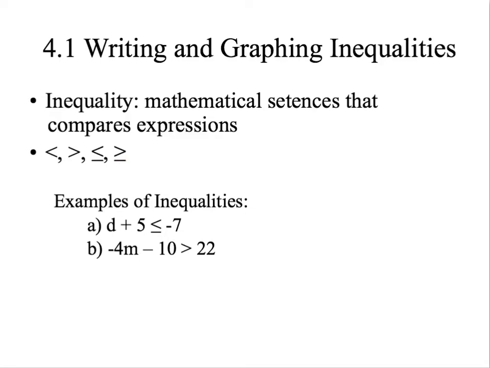So I have a couple of examples here. d plus 5 is less than or equal to -7. -4m minus 10 is greater than 22. We'll talk about these as we move along here, but that's just a quick example of some inequalities.